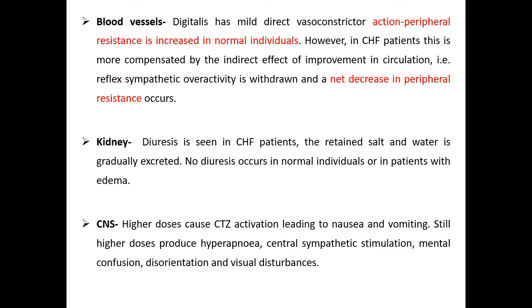Diuresis is seen in CHF patients. The retained salt and water are gradually excreted, but no diuresis is seen in normal individuals or patients with edema. And lastly, on the CNS, higher doses cause chemoreceptor trigger zone activation that leads to nausea and vomiting. Still higher doses produce hyperpnea, central sympathetic stimulation, and mental confusion, along with disorientation and visual disturbances.